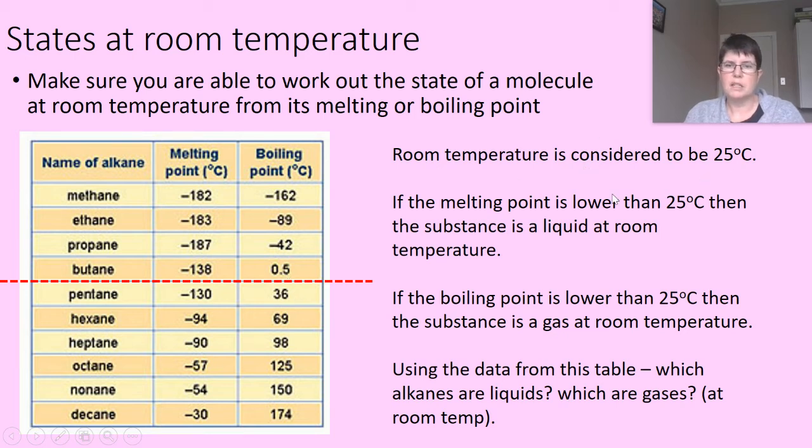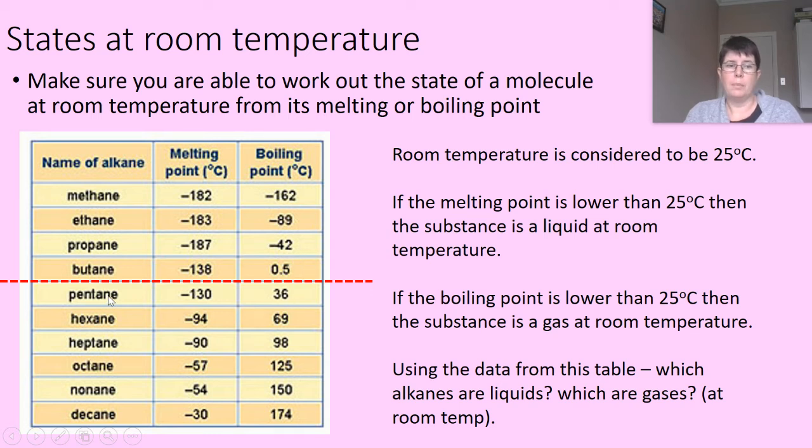Now, room temperature is considered to be about 25 degrees centigrade. So if the melting point is lower than 25 degrees centigrade, then the substance is a liquid at room temperature. And also, if the boiling point is lower than 25 degrees centigrade, then the substance is a gas at room temperature. So I've put this red line here. This is so these 4, methane, ethane, propane, and butane, are all gases at room temperature. And I can tell that by looking at this data, because all these boiling points, that's the temperature it goes from a liquid to a gas, are all lower than room temperature. So at 25 degrees, they've already boiled, they're already a gas.